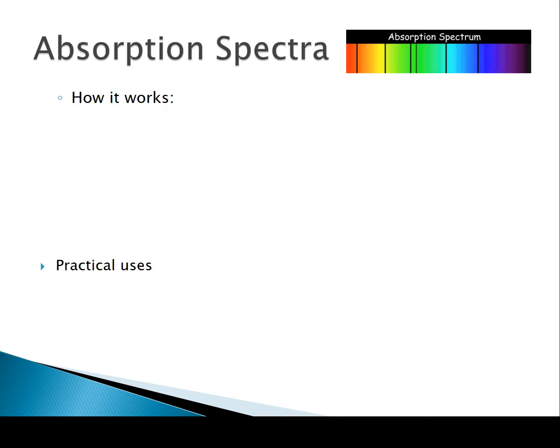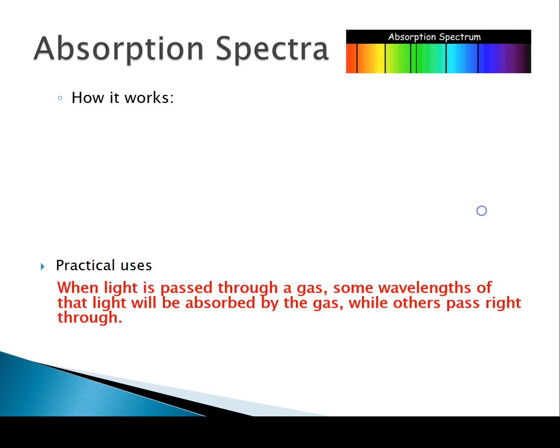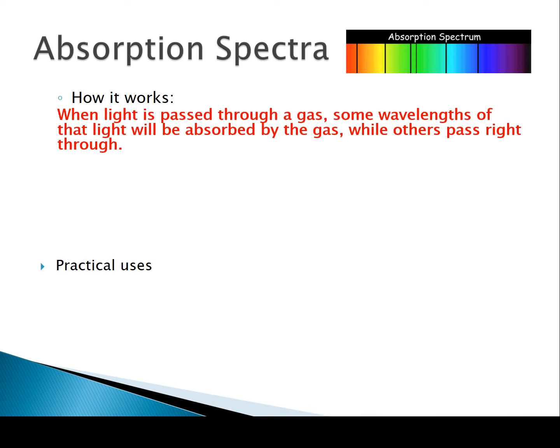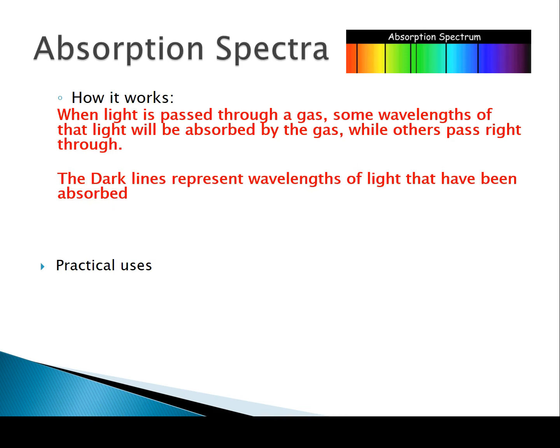Okay, so finally, absorption spectra, how it works. So when light is passed through a gas, some wavelengths of that light will be absorbed by the gas while others pass right through. So when you look at an absorption spectrum, what you see is sort of a continuous spectrum with individual black lines going through it. Now the dark lines represent wavelengths of light that have been absorbed by the gas, and different gases will produce different absorption spectra. So the uses for this are many.